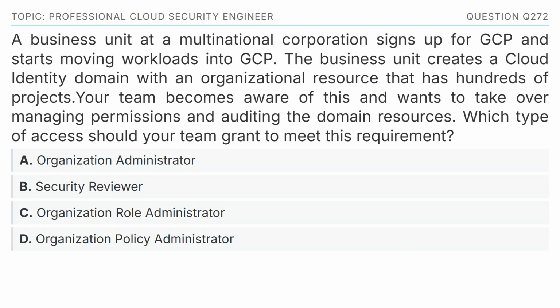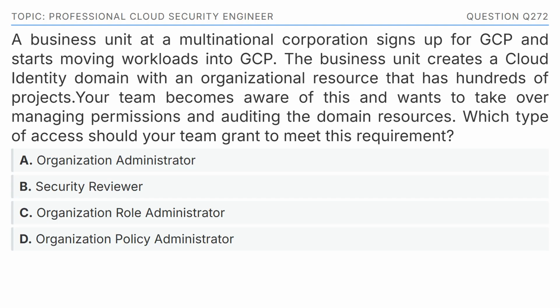A business unit at a multinational corporation signs up for GCP and starts moving workloads into GCP. The business unit creates a cloud identity domain with an organizational resource that has hundreds of projects. Your team becomes aware of this and wants to take over managing permissions and auditing the domain resources. Which type of access should your team grant to meet this requirement?